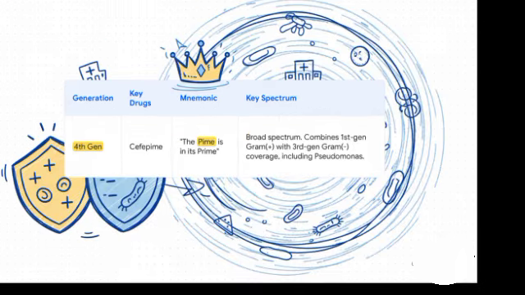Generation 4 delivers the powerhouse, Cefepime. The mnemonic is super simple. The pime is in its prime. This drug is really the best of both worlds. It masterfully combines the solid gram-positive coverage from the 1st generation with the potent gram-negative activity of the 3rd, including Pseudomonas. It is a true broad-spectrum agent we reserve for serious, often hospital-acquired infections.